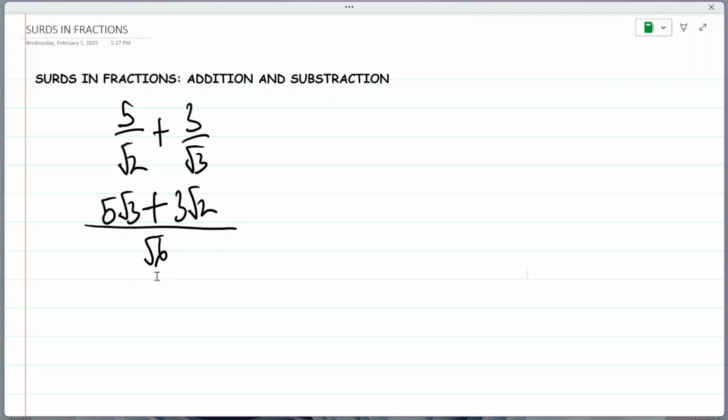In short, you don't leave your final answer with a root at the bottom. You rationalize it, and that will be taught in this series. This is not your final answer, but for the sake of just addition of fractions, we can leave it at this. Next, we are taking a subtraction question.